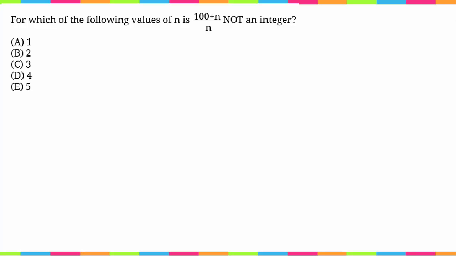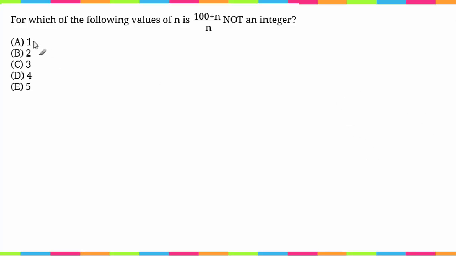So let's go ahead and jump on in. There are two different ways to do this problem that I can think of. I'm going to walk you through the easier, more intuitive way, in my opinion, first, and then we will jump on over to the harder way. The easiest way to do this is to just plug in our answer choices and figure out which one is not an integer.